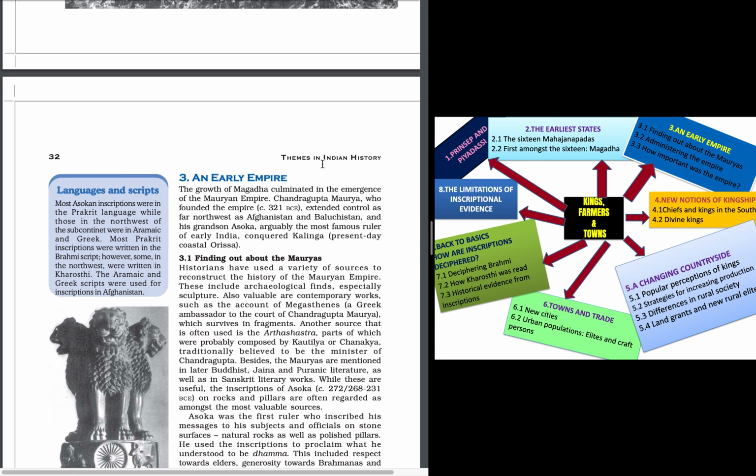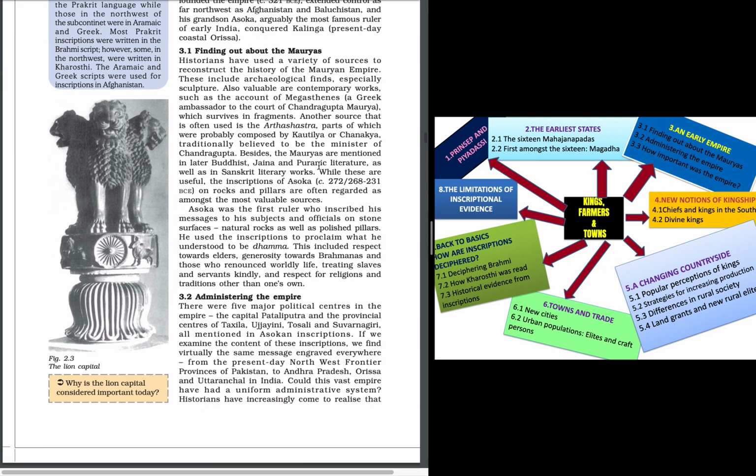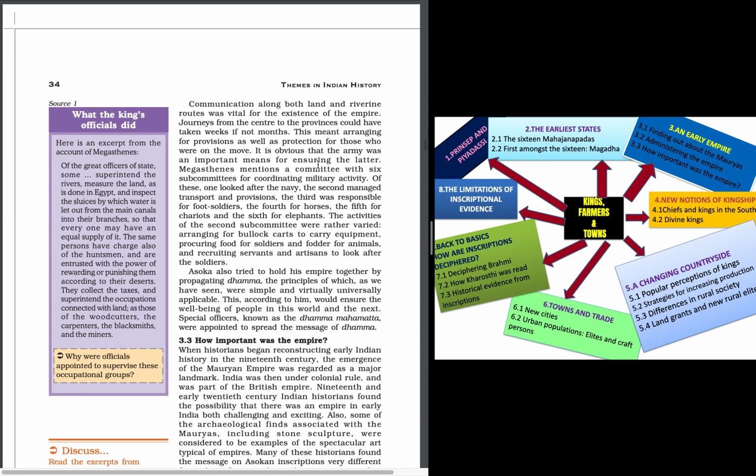In this 3.1 tells finding out about the Mauryas. So the establishment of the Mauryan Empire, and then administering the Mauryan Empire. Administering the empire means how they administered the empire and how important was the empire. How important was the empire for whom? For everyone, for the people. Okay.